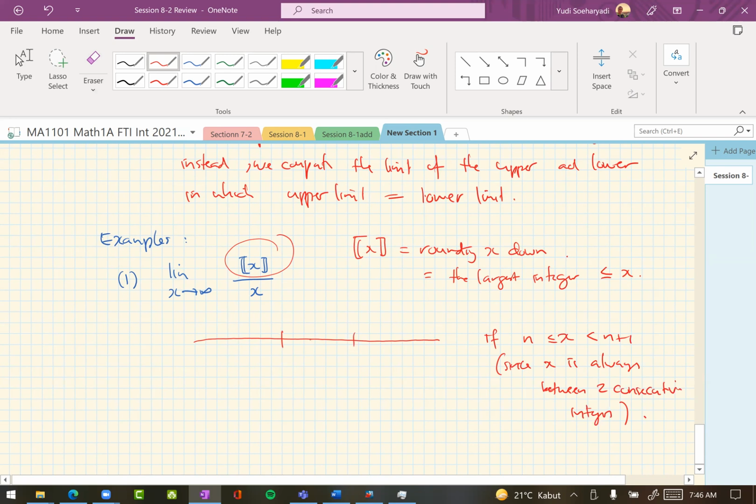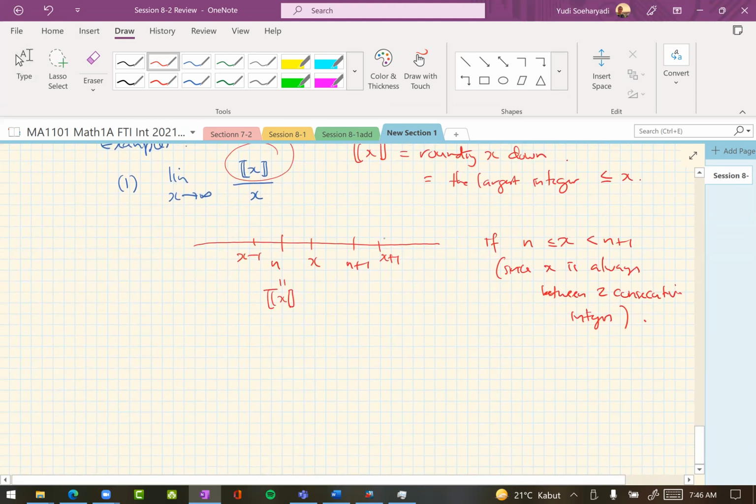What we can say is that this is x and it's n plus 1. And because you do rounding, this equals x. Okay, so if you add 1, then here you have x plus 1. So you have some squeezing thing here. Let's compute this one.